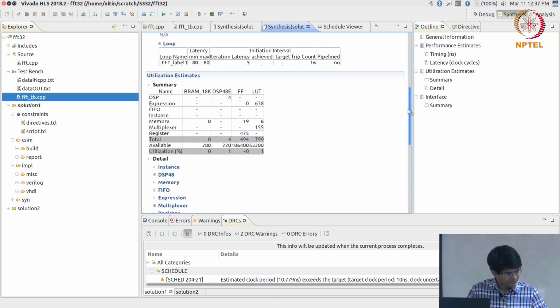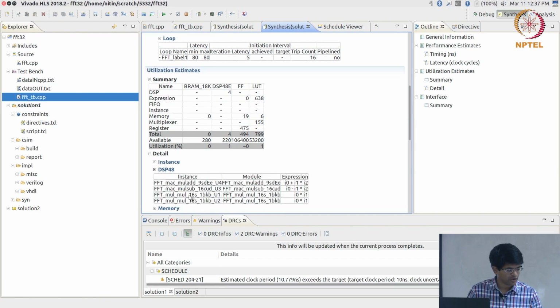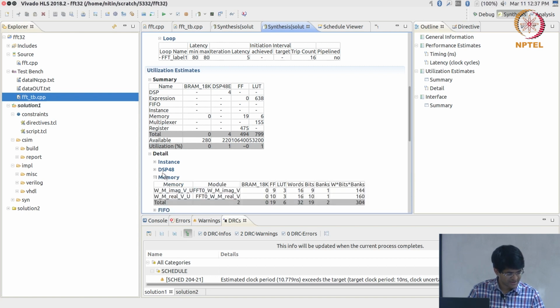You can actually go a bit further into that and look at detail. It will actually tell you instance by instance. Over here there are no sub instances of the FFT0. Where is the DSP48 being used? It tells you exactly where it is being used. It is the expression I0 plus I1 star I2 and I0 minus I1 star I2. You know, all of those computations, it tells you exactly where the multiplications are being used. Memory blocks, you'll see that the BRAMs are 0, but there are a few flip-flops that are used as memory blocks, storage.